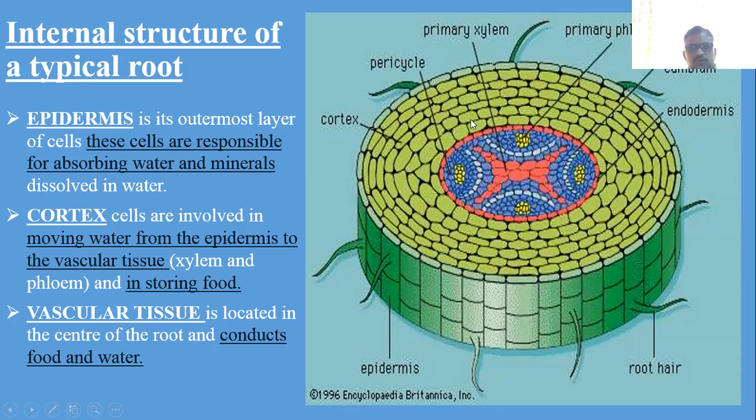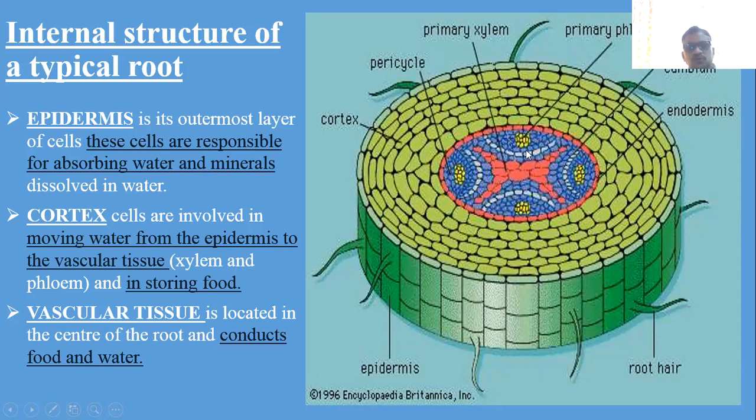Then in between, these yellowish colored cells are called the cortex. Again, inside here we can see this red colored layer, which is called the endodermis. And in the endodermis, again 3 to 4 different cells we can check. Here it is pericycle, then primary xylem, primary phloem.